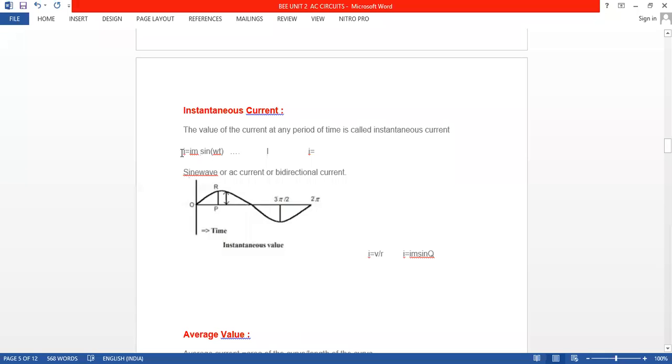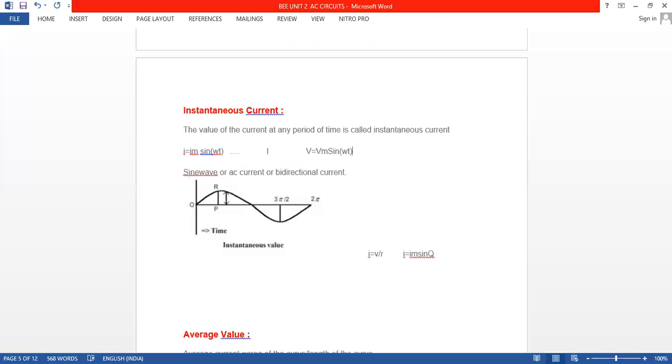So what is the formula for instantaneous current, all the students? I is equal to Im sin omega t. Now what is the current which we are getting in our house? What is the formula for it? I is equal to Im sin omega t. Understood, all the students? Now tell me the formula for voltage. Voltage V is equal to Vm, V suffix m, sin omega t. You write that, all of you, because this is important.